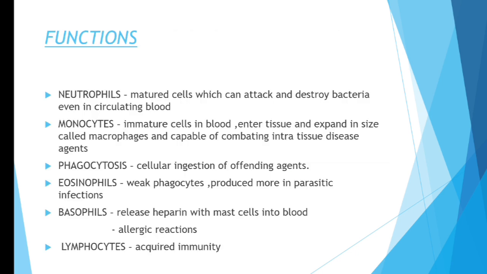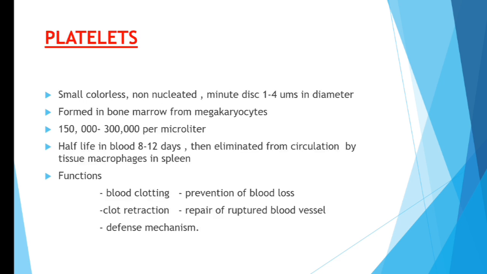Then functions. Neutrophils are mature cells which attack and destroy the bacteria in blood. Monocytes are immature cells in blood. They enter tissue and expand in size. They become macrophages, and they are capable of combating intra-tissue disease. Phagocytosis is the cellular ingestion of offending agents. Eosinophils are weak phagocytes, and they are produced more in parasitic infections. Basophils release heparin along with mast cells, and lymphocytes are required in acquired immunity.